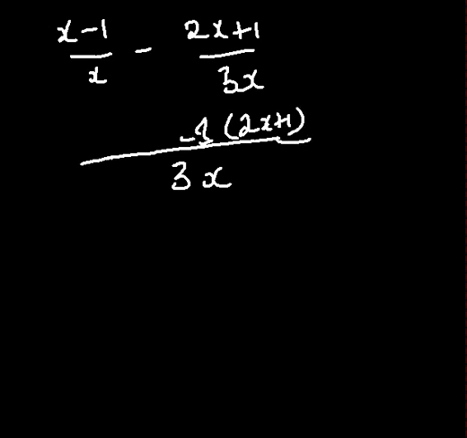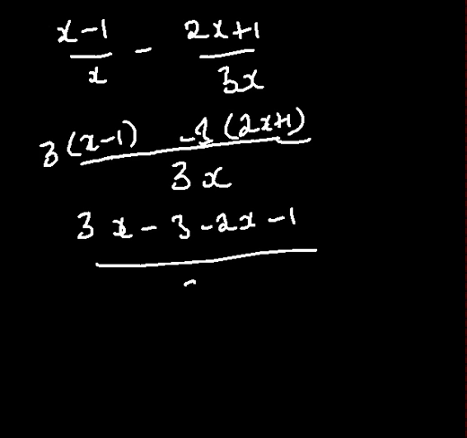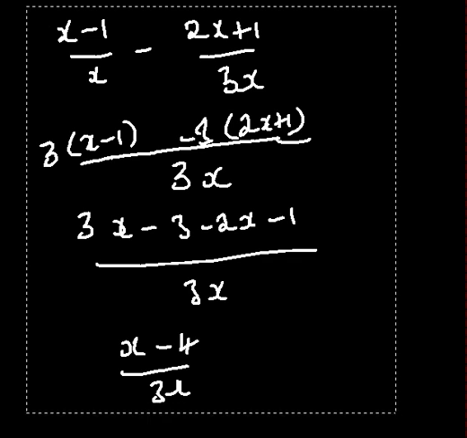Then x into 3x is 3, and 3 times (x - 1), like that. Then we have to distribute the 3. We have 3x - 3. Then a negative times positive 2x is negative 2x. Negative 1 times positive 1 is negative 1, divided by 3x, like that. So 3x and negative 2x are like terms. We'll have (x - 4) divided by 3x. So that's how you can do it. Keep that in mind.